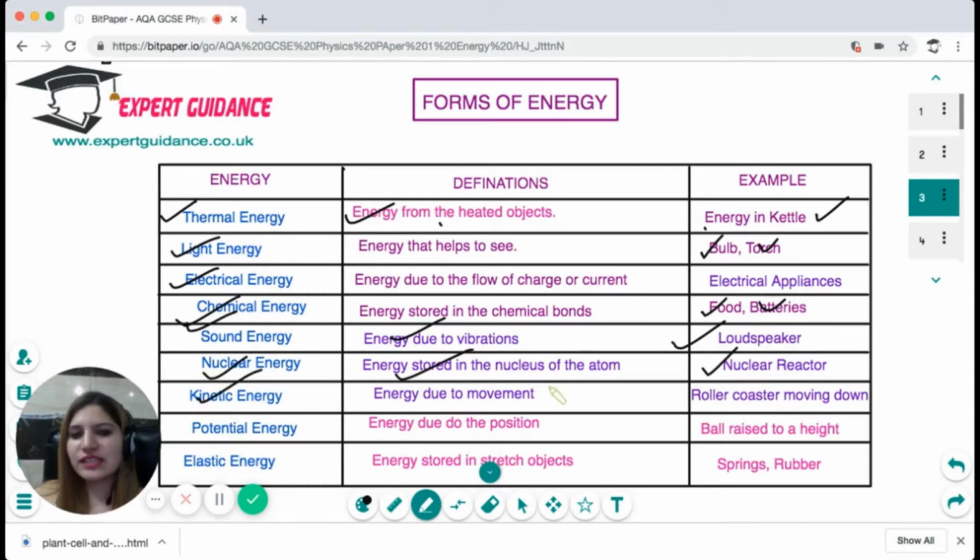Kinetic energy is the energy due to movement. For example, it is the energy in the roller coaster moving down. Potential energy is the energy due to position, for example, a ball raised to a height. And elastic energy is the energy stored in a stretched object, for example, springs and rubbers.